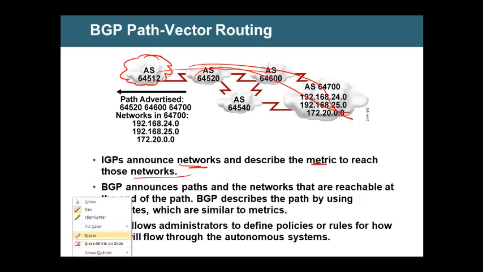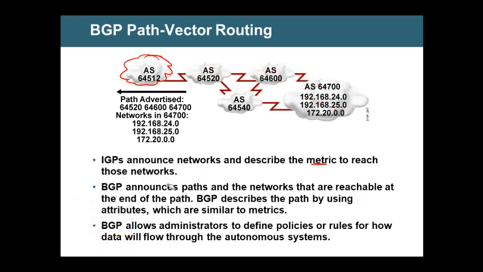for the networks that are outside the autonomous system. It shows the path through which you can reach those destinations. How? By using attributes, it is going to pick the path. And the attributes are nothing but rich metrics.